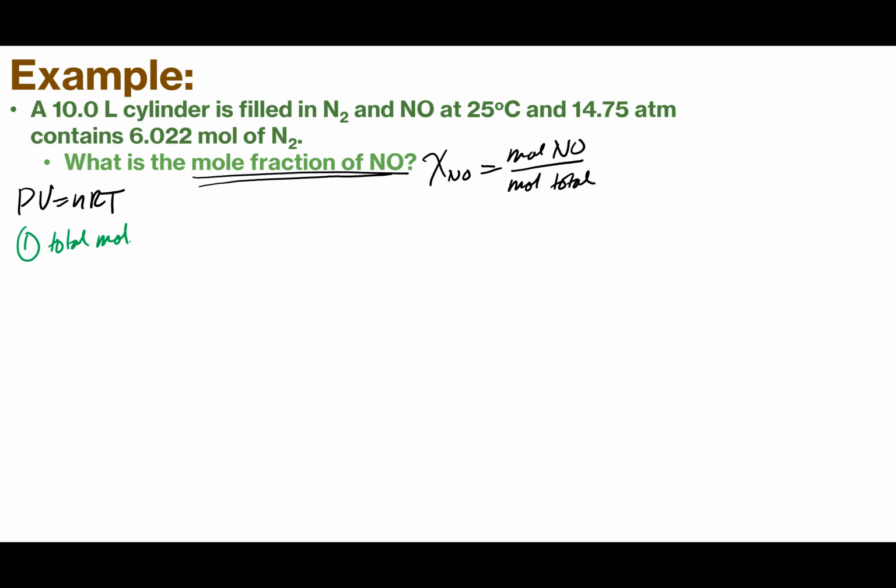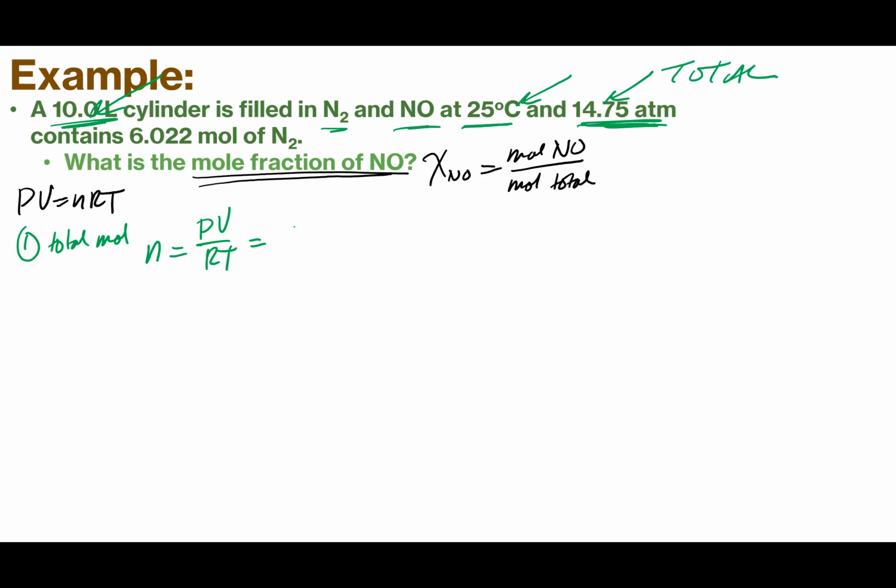Keep in mind, the things that we were given are total things. The temperature and the volume are for the entire container. The pressure we were told was for N2 and NO, so this is the total pressure. If we use the total pressure and the other data we have, we will get total moles. And we can get this by solving for n. Again, this is going to be PV over RT.